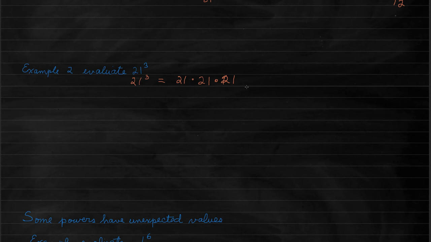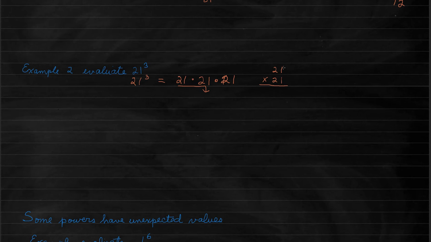Okay, 3 times. That's what the 3 is telling us. It says write the 21 as a factor 3 times. Okay, now we move on to do the multiplication. So first we multiply 21 times 21. So write 21 times 21 on the side.